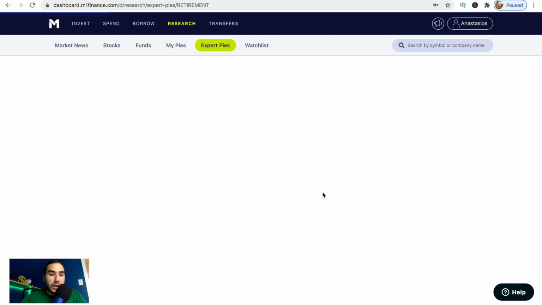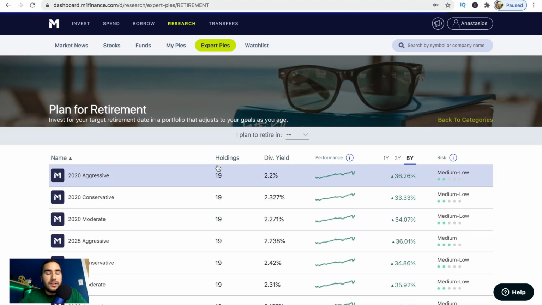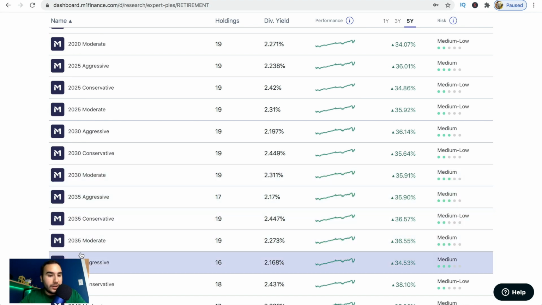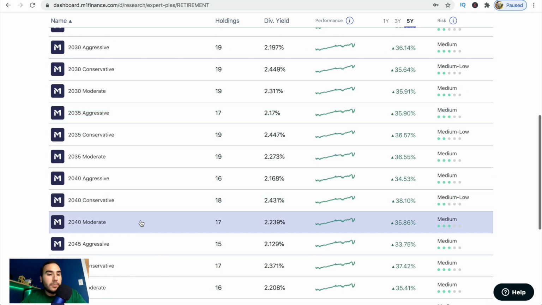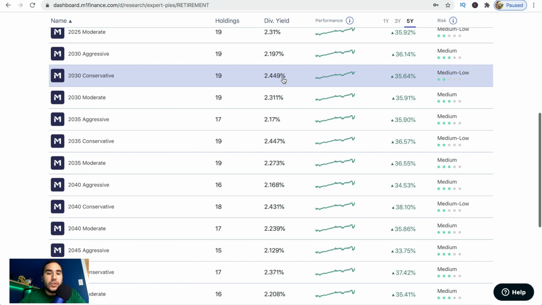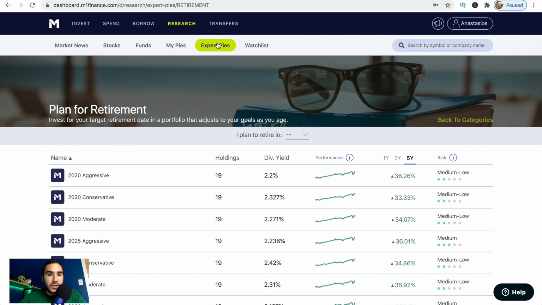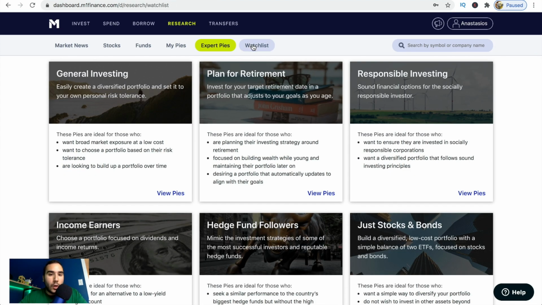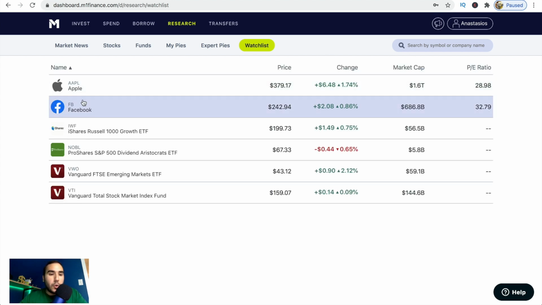You have planning for retirement. You have some target date funds here. Let's say you're retiring in 2040. You want to be aggressive. You can pick this fund. You can pick this fund for 2045 and you're more conservative. So it's all up to you. You guys can sift through these on your own, of course. And on the right of the expert pies, you have your watch list, which is simply stocks that you're watching and maybe want to invest in the future, but not quite yet, which is why you want to keep an eye on them.